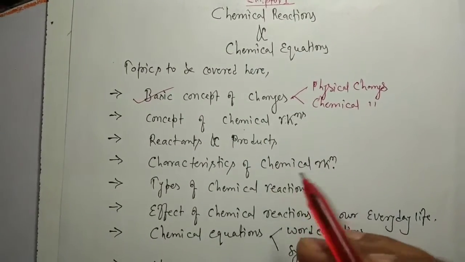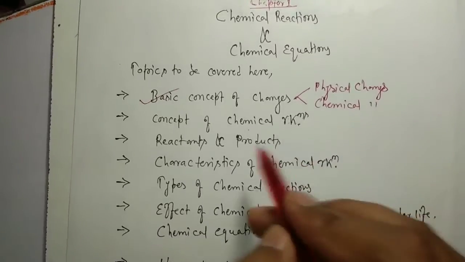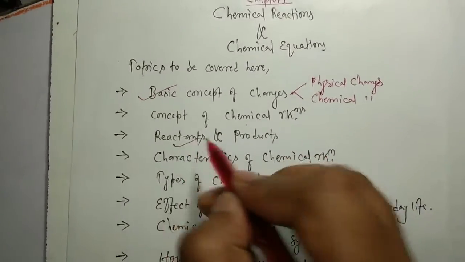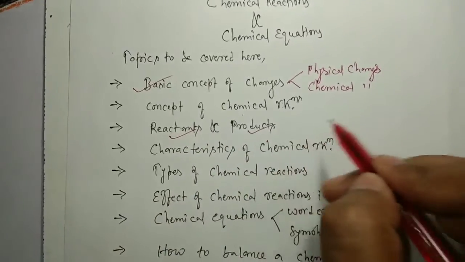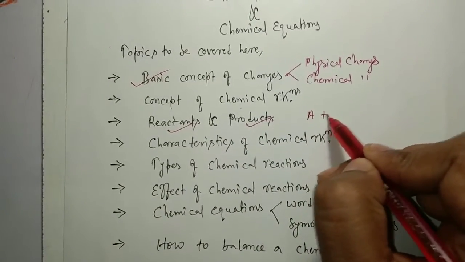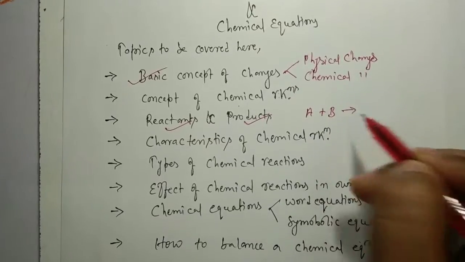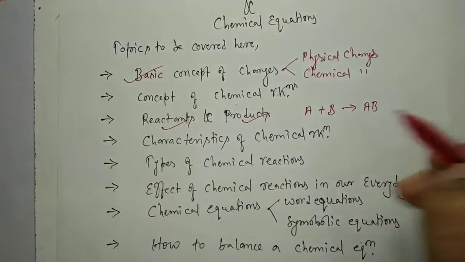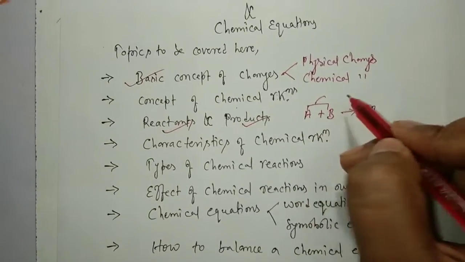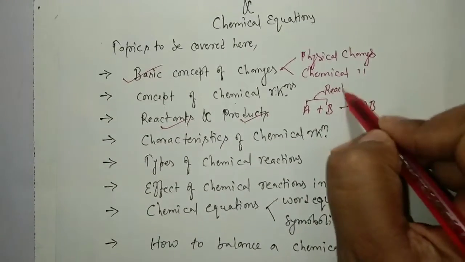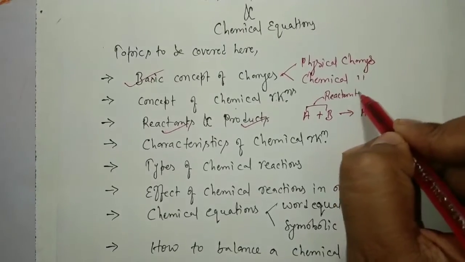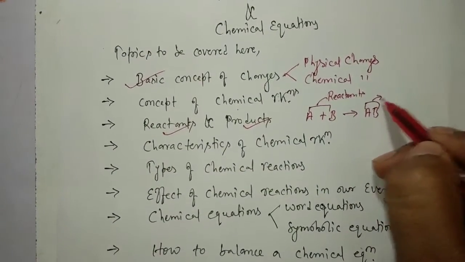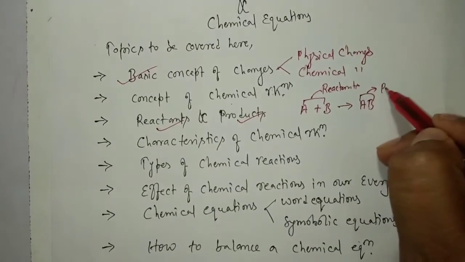During the discussion of chemical reactions, we will learn about the reactant and the product. Suppose A and B react together and form AB. These two are called reactants because they are taking part in the chemical reaction, and after reacting together they form this product.